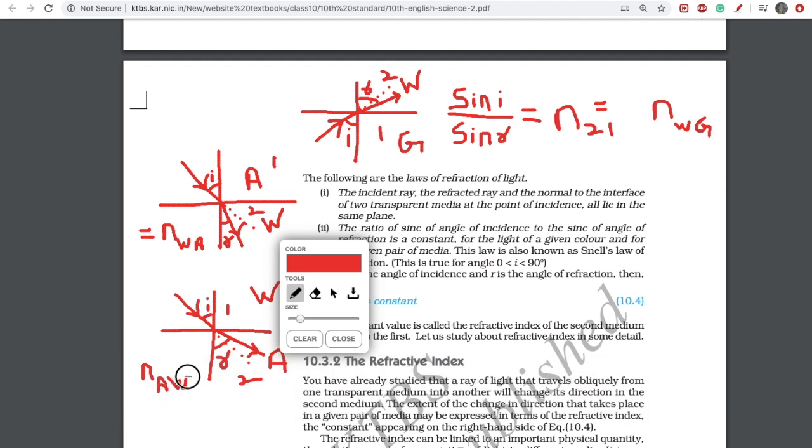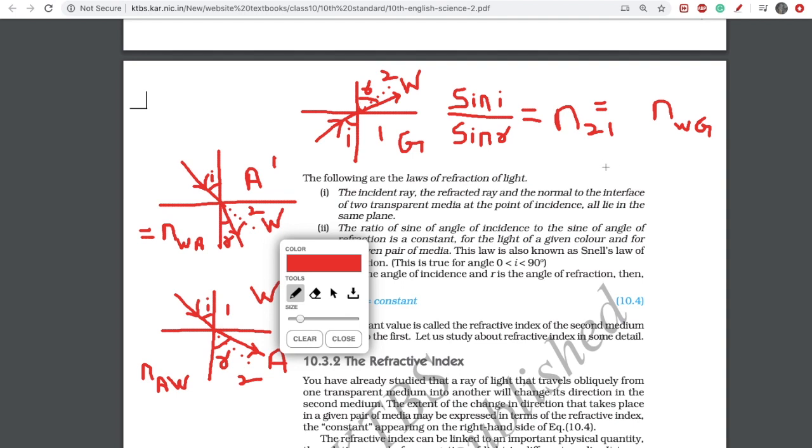Okay, now if in the exam they have given this diagram and they have asked you what is the refractive index of glass with respect to water.